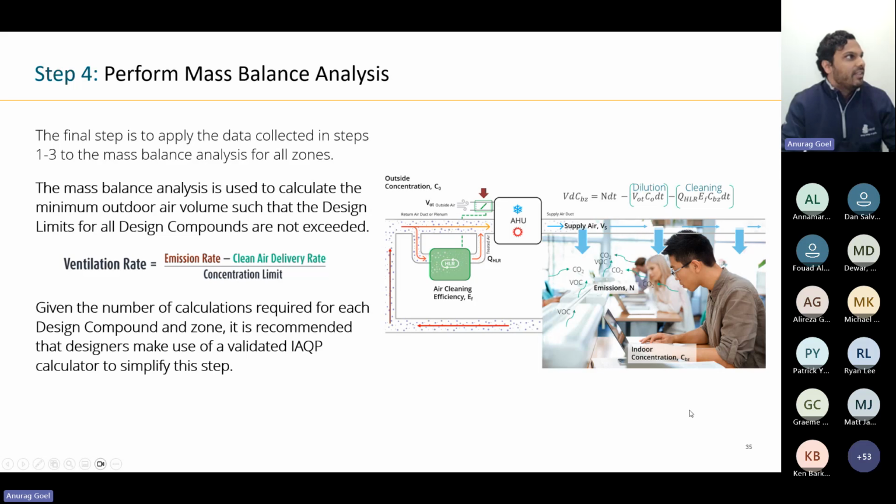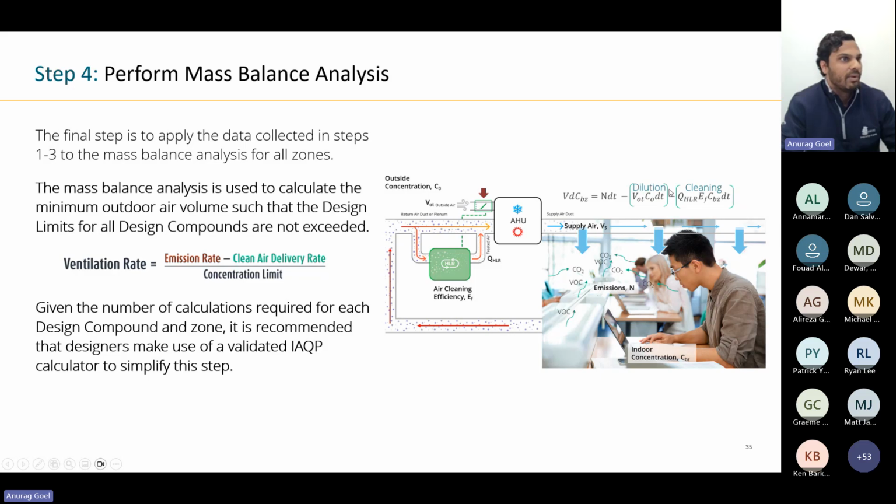Speaking of the calculator, I'll get to that in a second, I promise, but the calculator itself has this equation built in. So let's spend a few minutes here going through the mass balance IAQP calculation.